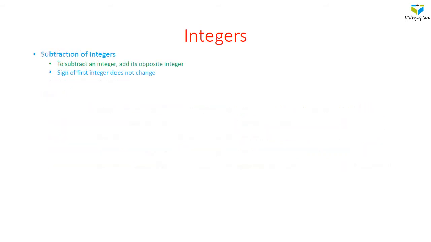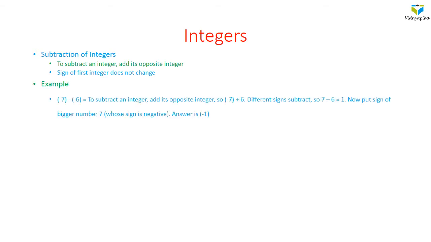We will move on with the rules for subtraction of integers. To subtract an integer, add its opposite integer. Sign of first integer does not change. How do we use these rules for integer subtraction? Let us see some examples.